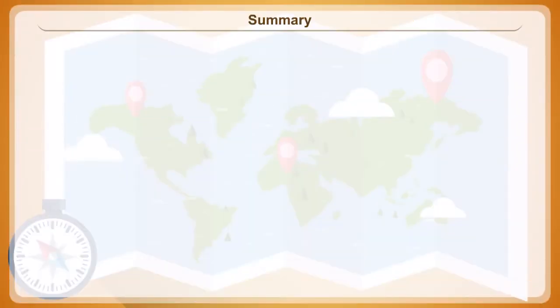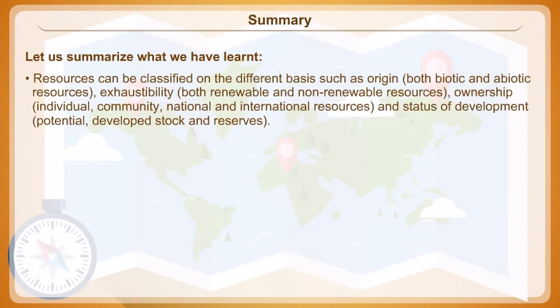Summary. Let us summarize what we have learned. Resources can be classified on different bases such as origin, both biotic and abiotic resources; exhaustibility, both renewable and non-renewable resources; ownership, individual, community, national and international resources; and status of development, potential, developed, stock and reserves.